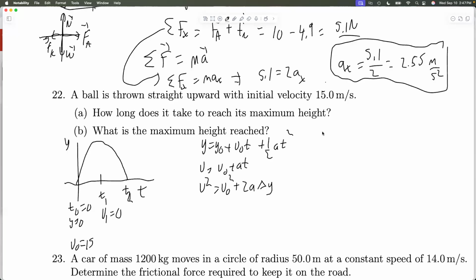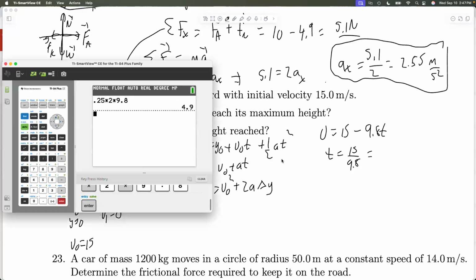Okay, so using this equation, we'll have 0 equals 15 minus 9.8 t. So t is 15 divided by 9.8. It's a little over 1.